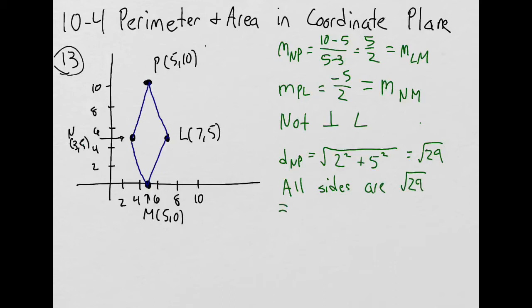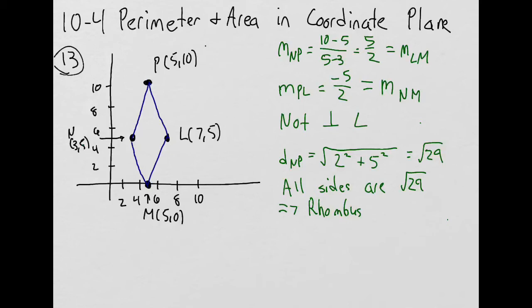So what that means, if we've got parallel sides and all the sides are congruent, the same length, but not right angles, this is a rhombus. Okay. So now we need to find perimeter and area.